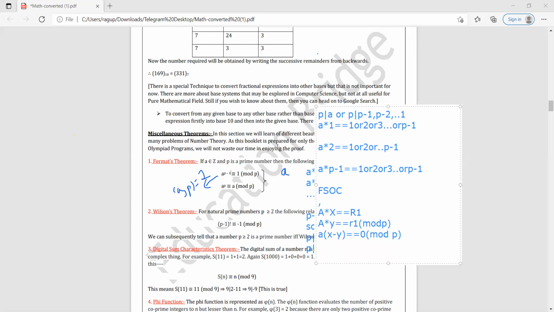But if you notice, x minus y cannot be divisible by p, because then they would have to be congruent, which is not possible. They will have to be the same, x equal to y, which is not possible. So x minus y cannot be divisible by p, and p does not divide a because a is co-prime to p. So this means that a into 1 would leave a distinct remainder r1, a into 2 will leave a distinct remainder r2, and so on.